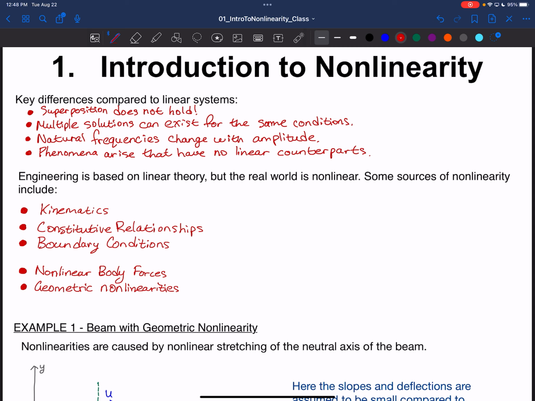Okay. And I would also add one more thing, that nonlinearity tends to scatter energy across the frequency domain. And we'll come back to that last one throughout the class.